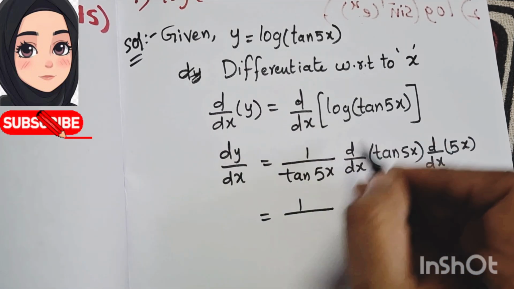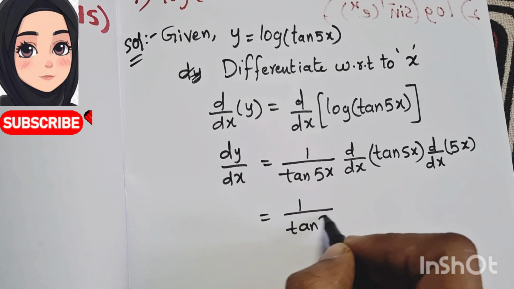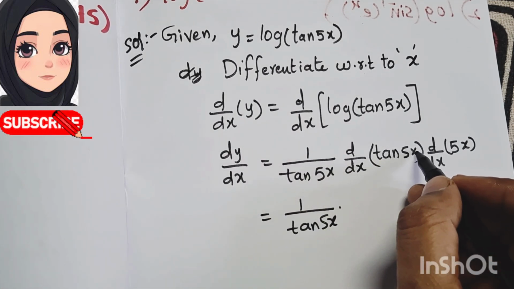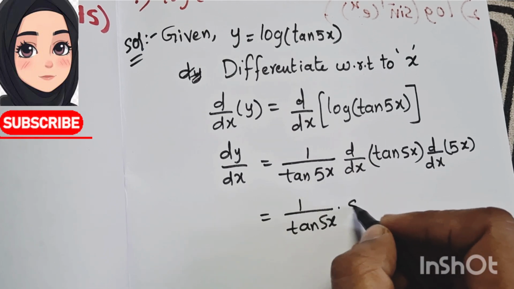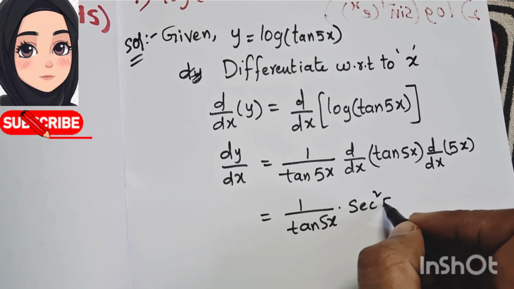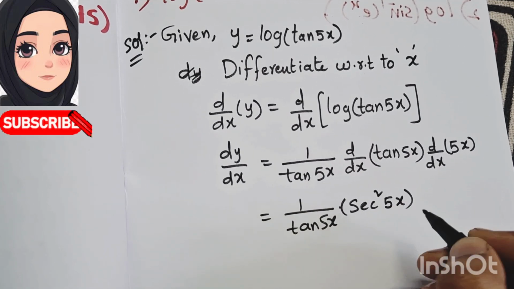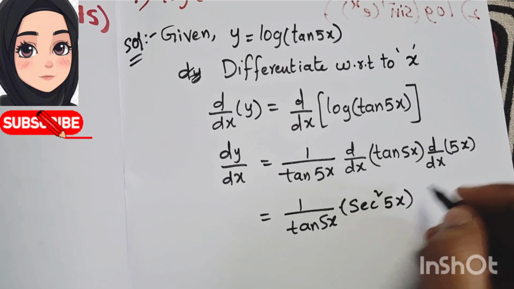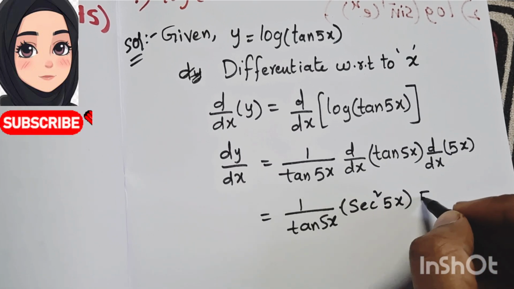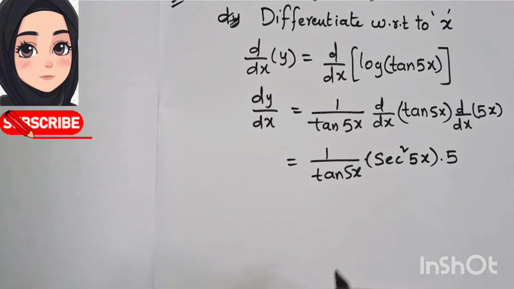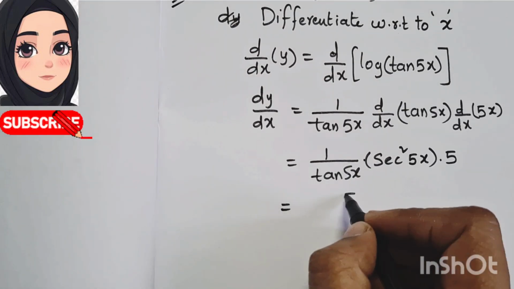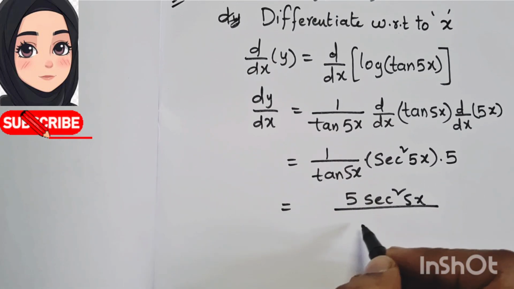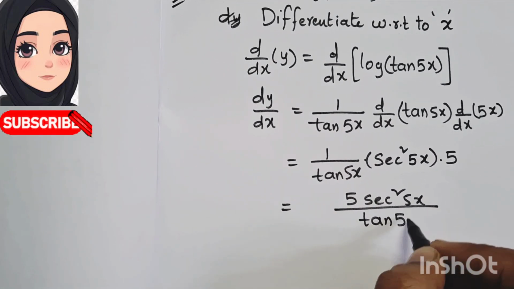Now we differentiate these terms. First, log of tan 5x gives 1 by tan 5x, I am writing as it is, into d by dx of tan 5x. The derivative of tan x is sec square x, so here sec square 5x, I am writing. Then d by dx of 5x, again we have to differentiate; the 5x term gives only 5, a constant. So we have 5 sec square 5x by tan 5x.